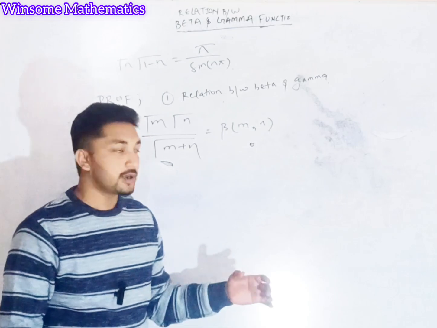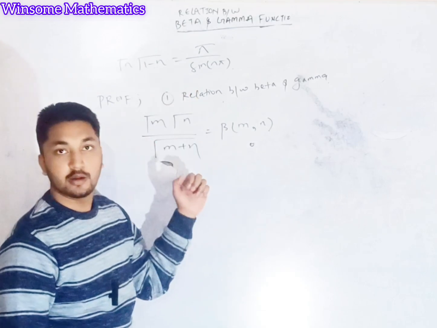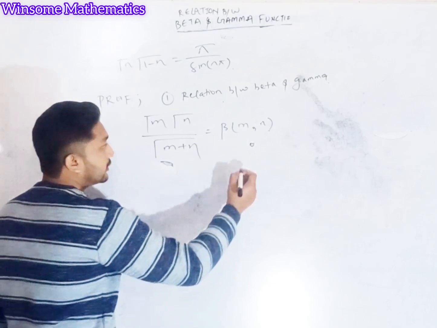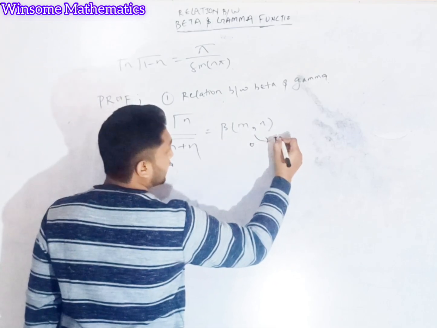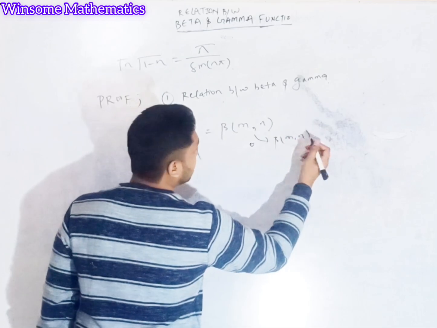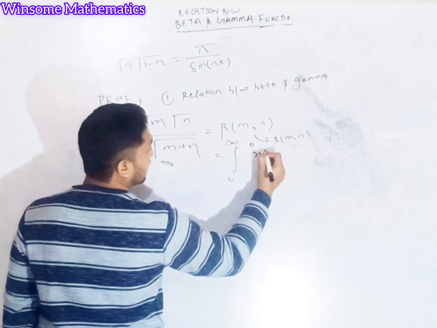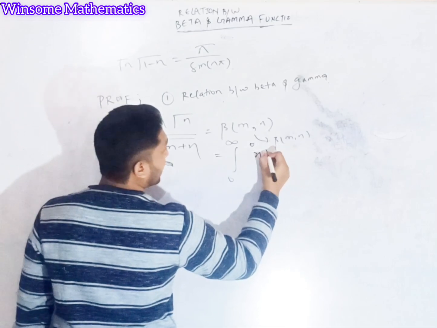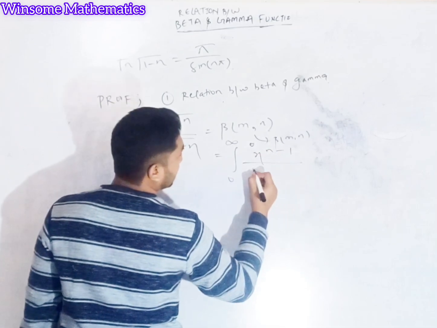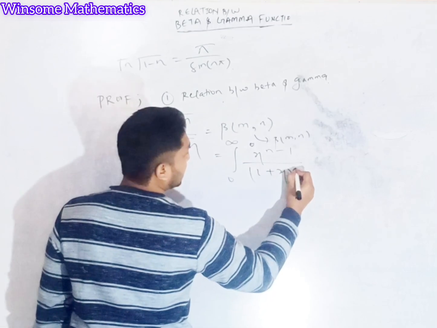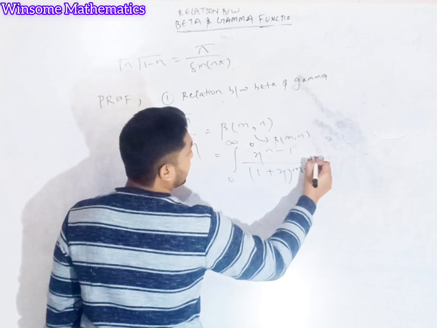So now you were thinking what is this, and how will we go from here to there? Okay, so first of all we will use the definition of beta m n. Simply we will use the definition, that is integral from 0 to infinity of x to the power m minus 1 upon 1 plus x to the power m plus n, dx.